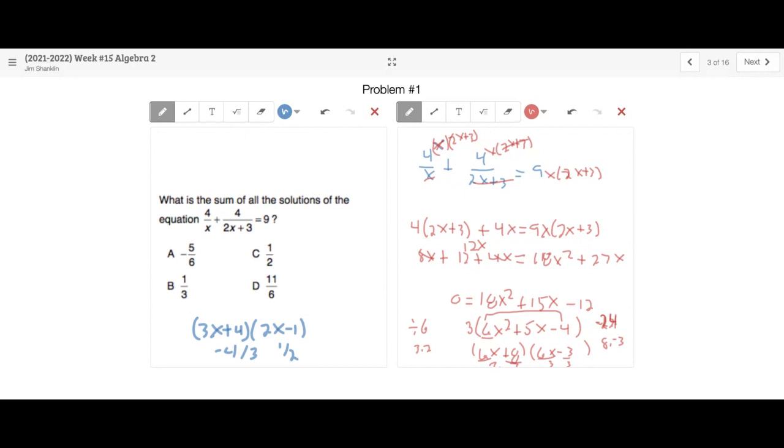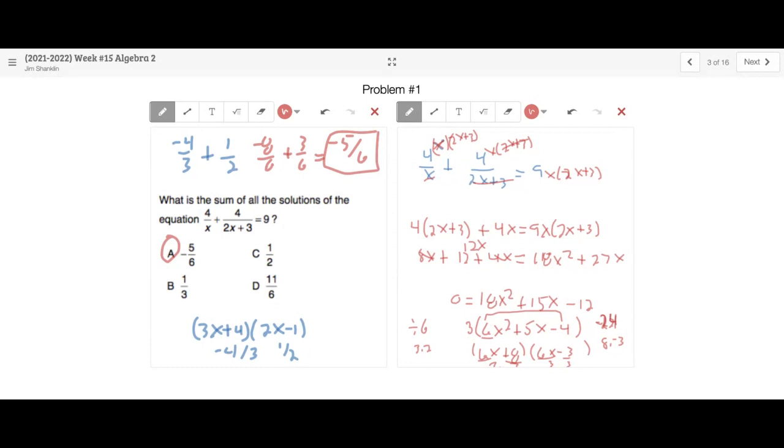Well, I have 2 solutions. I have to add them together now. Oh no, now I have to add? So I have to add negative 4/3 and 1/2 together. That means I have to get a common denominator. That common denominator is going to be 6. So this is going to be negative 8/6 plus 3/6, which is negative 5/6. Letter A.